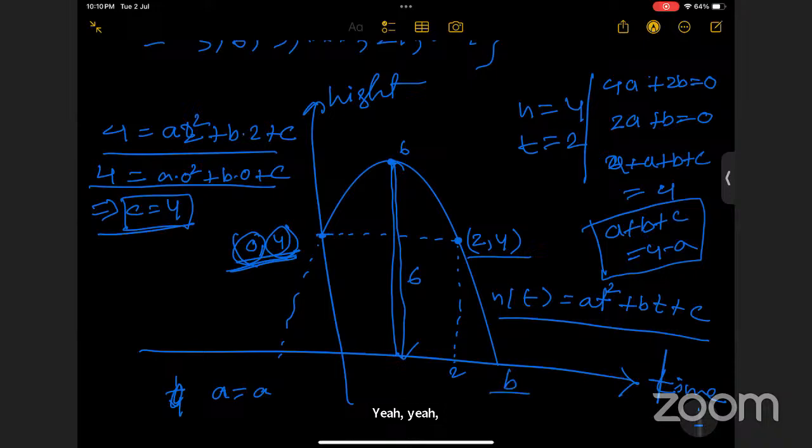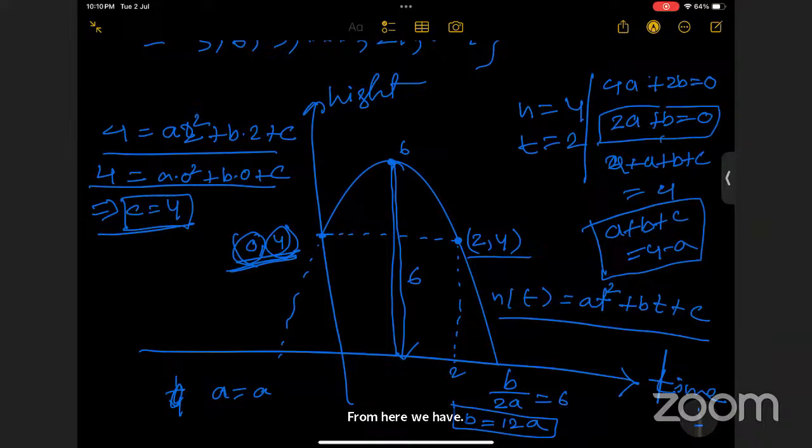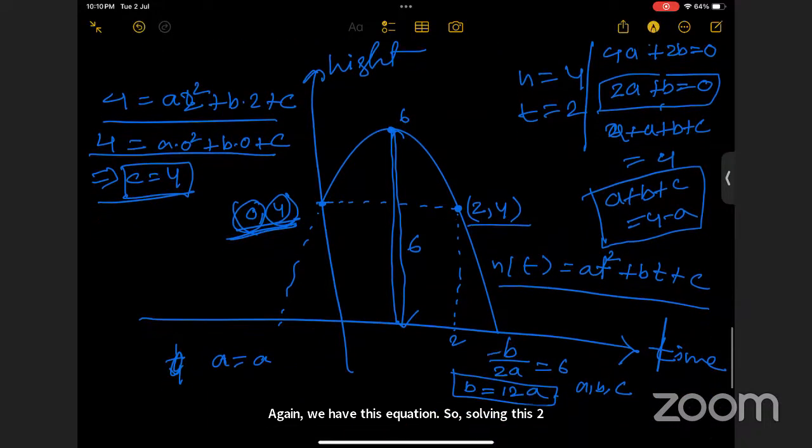We have axis of symmetry 6, right? From here we have b equals 12a. Again we have this equation. So solving these two equations, we can find the values of a, b, and c. That is minus b by 2a equal to 6. So b is minus 12a. Ma'am, if you put the value of b equals 12a over here, a equals 0. It will not be a quadratic equation in that case.